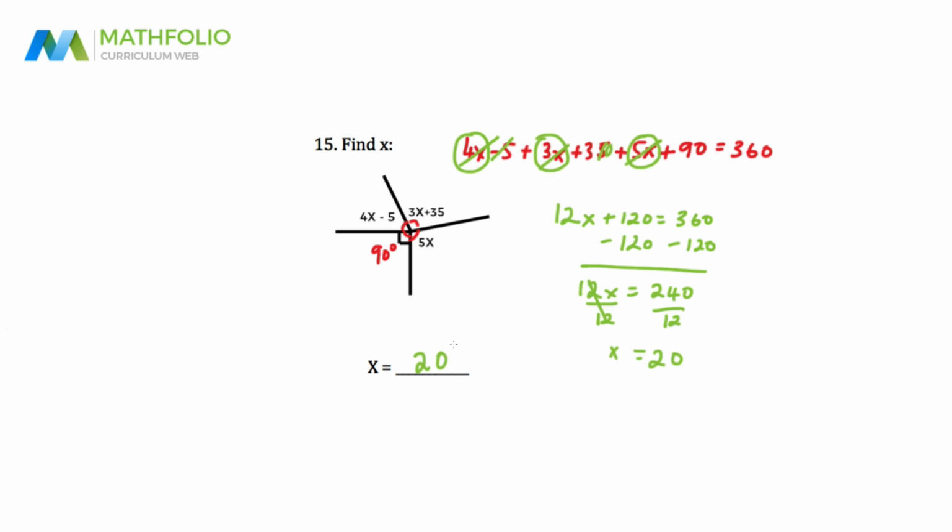Now arguably you could put degrees here. The reason why arguably is because really, take a look at it, it's 5x. The 5x has the degree sign next to it, but x is technically just a number. Whereas this would be 5 times 20, giving you 100 degrees. So therefore, if you don't put the degree sign, it shouldn't be a problem. So that was question number 15.